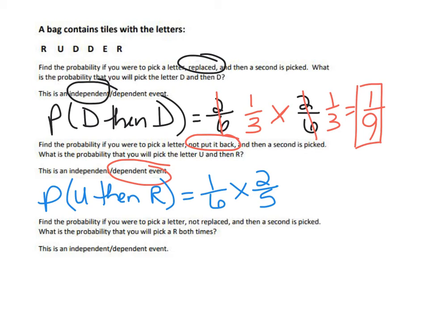Don't make that mistake, because we said it was a dependent event. So that means our totals are going to change. Because if you pick a U, you keep the U. So that means that in the bag, there are only 5 letters. So now we multiply it. So this becomes 2 over 30. I could simplify it by dividing by 2. So this becomes 1 out of 15.